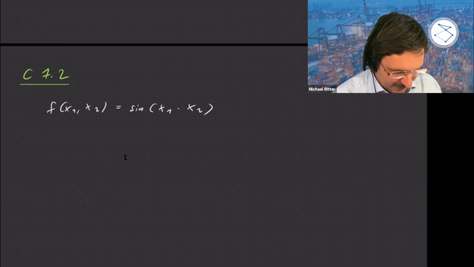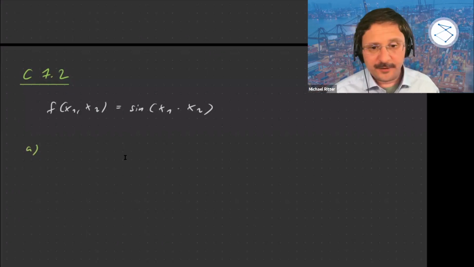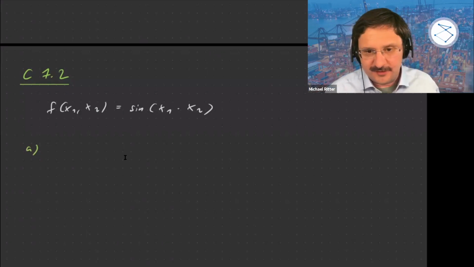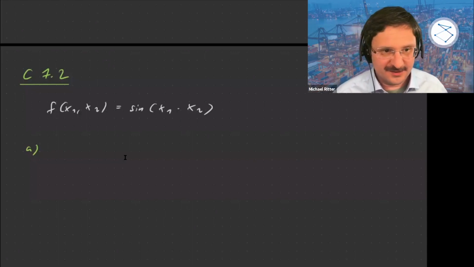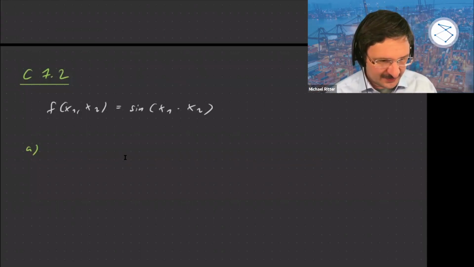So let's see what we have here. So part A, compute the gradient and the Hessian. And of course, if you want to do a quadratic Taylor approximation, that's what you need, the gradient and the Hessian and the function value. So we'll start with that.